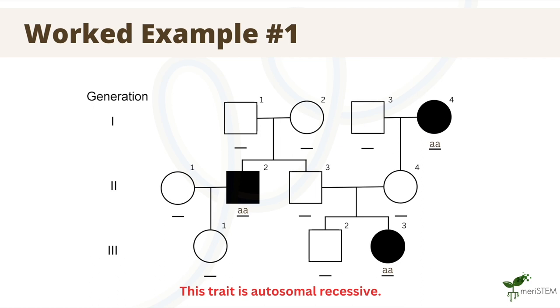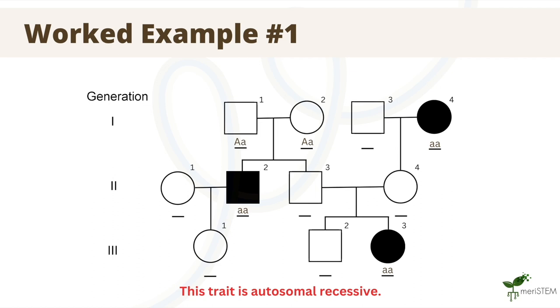Now let's have a look at the first generation, specifically at individual 1 and individual 2. These parents don't display the trait as they are not shaded. However, we can see that they have an affected child who has two recessive alleles, as we've previously worked out. This means the parents must both have a recessive allele that they have passed on to their child. But they must also have a dominant allele, as they do not show the recessive trait. Therefore, they must have the dominant allele and the recessive allele present, meaning that they are heterozygous.